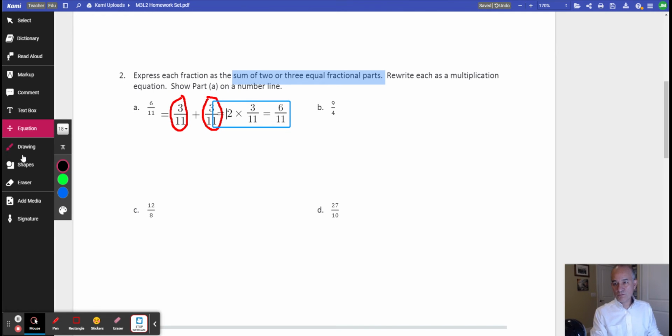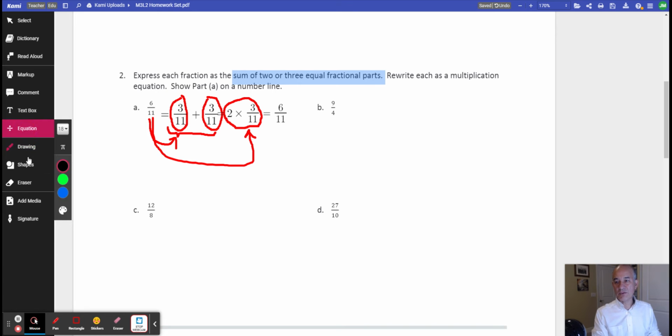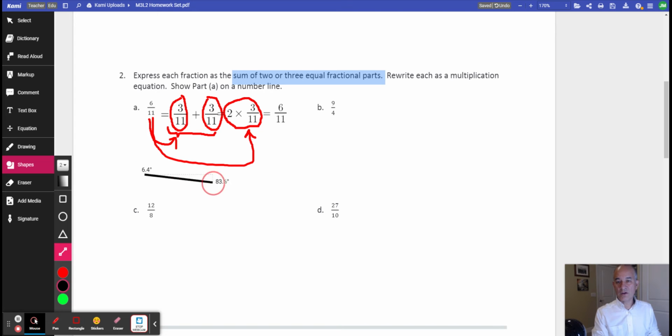What this is saying is that 6/11 equals the total of these two numbers, and also 6/11 is the same as 2 times 3/11. Now we have to show that on the number line. That should be something simple. So let's select our number line here, and we're going to create it.